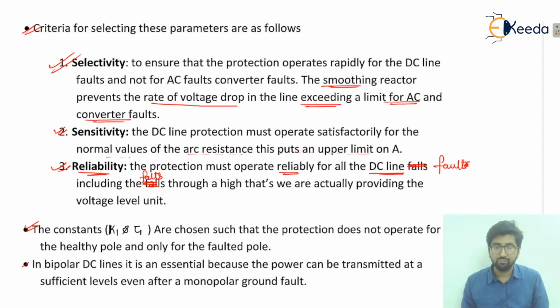Now, in the bipolar DC lines, this is essential because the power can be transmitted at sufficient levels even after a monopolar ground fault. So whenever you have a monopolar ground fault, and if we are using bipolar DC lines, then the power can be transmitted at a sufficient level.